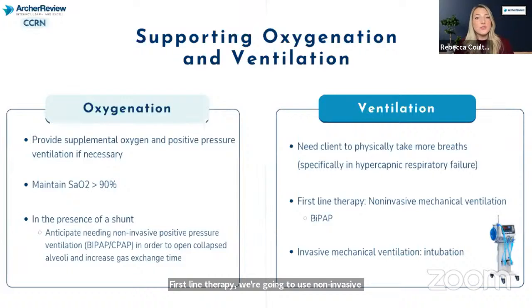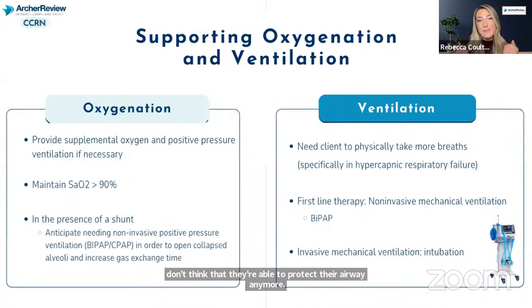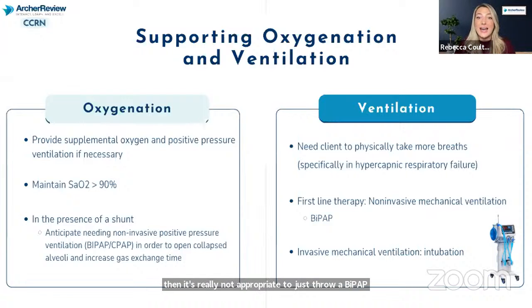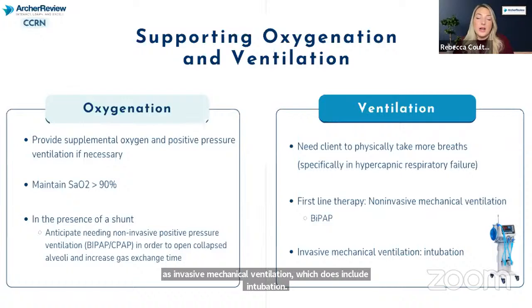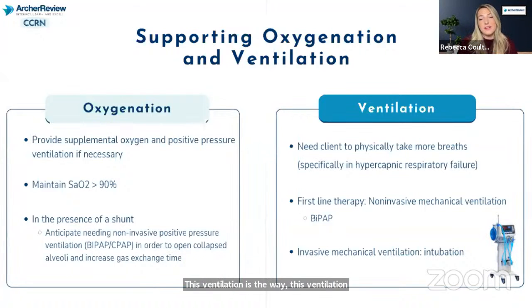BiPAP is preferred over CPAP when we have that CO2 retention. But if our patient is super, super lethargic and we don't think that they're able to protect their airway anymore, then it's really not appropriate to just throw a BiPAP mask on them when they're not alert at all. That is when we are going to need to intubate that patient and place them on the ventilator. That's known as invasive mechanical ventilation, which does include intubation. This ventilation support is how we're going to get that positive pressure ventilation to open the alveoli and allow for gas exchange to take place.